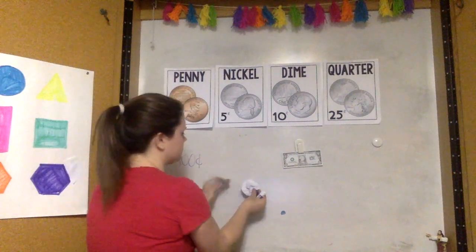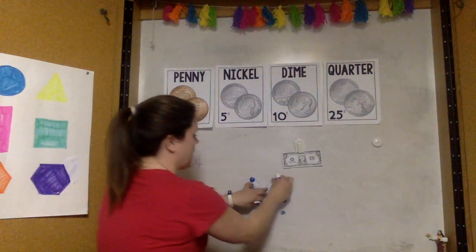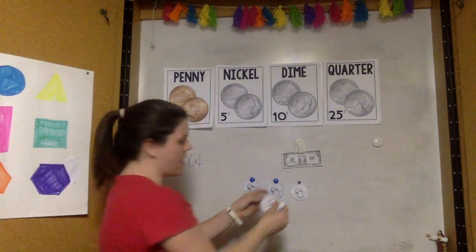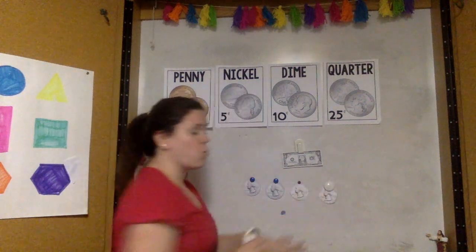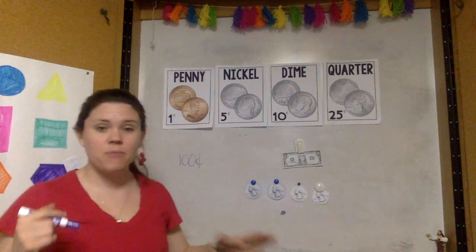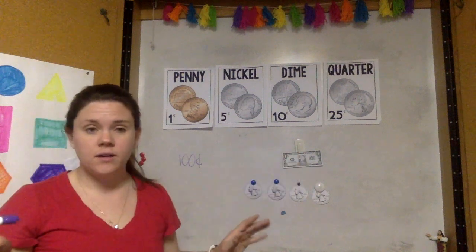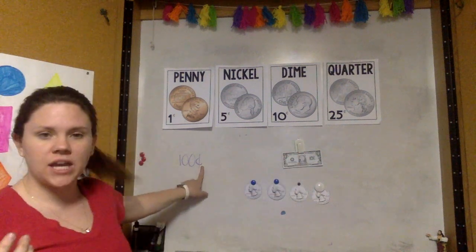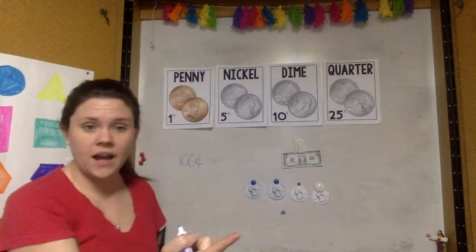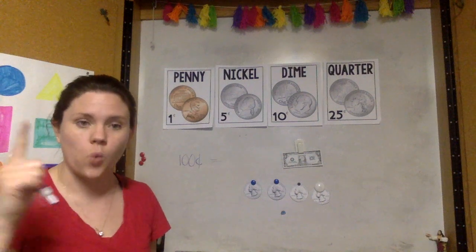So it goes like this. 25, 50, 75, 100. So when you have your 100 cents, that is the same value as $1. But if we have $1, our sign changes, right? So 100 cents, we then trade up. We don't call it 100 cents anymore. 100 cents is the value of $1.